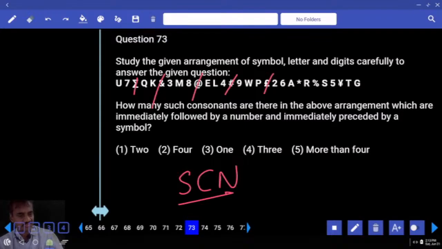Isn't it? Now symbol, consonant but not number. Symbol, consonant and a number. And that's it. How many are there? Only one, choice 3.